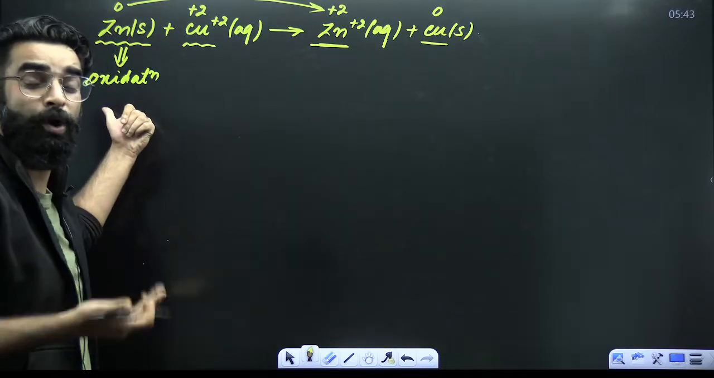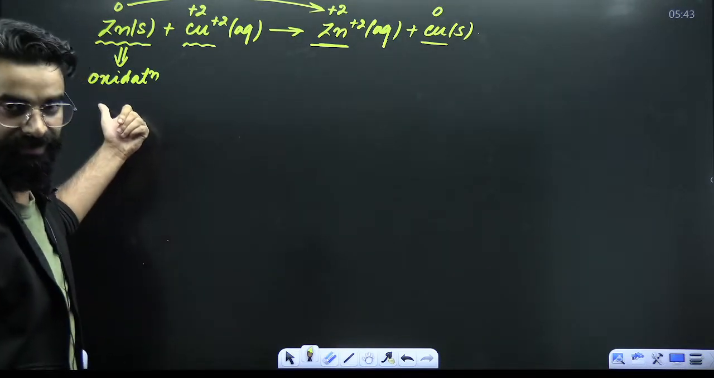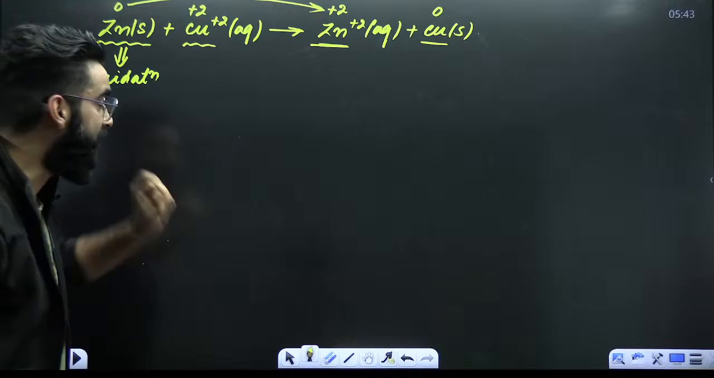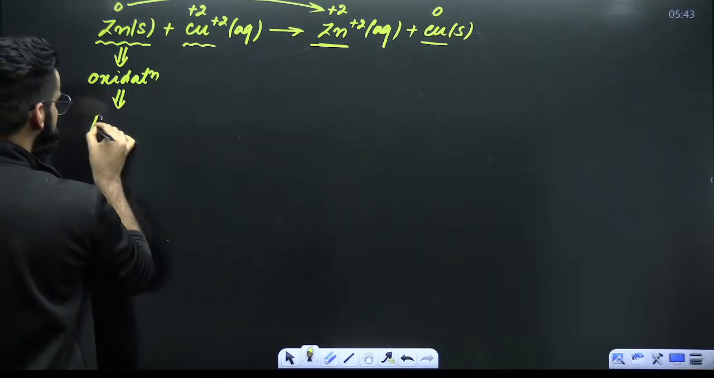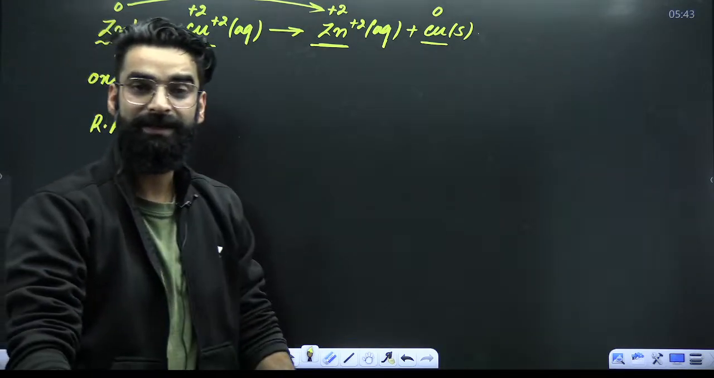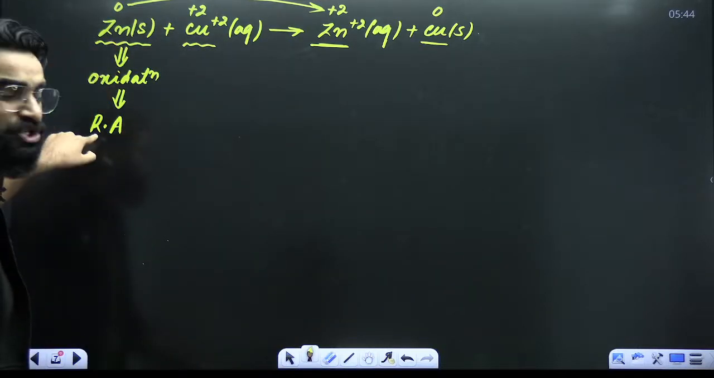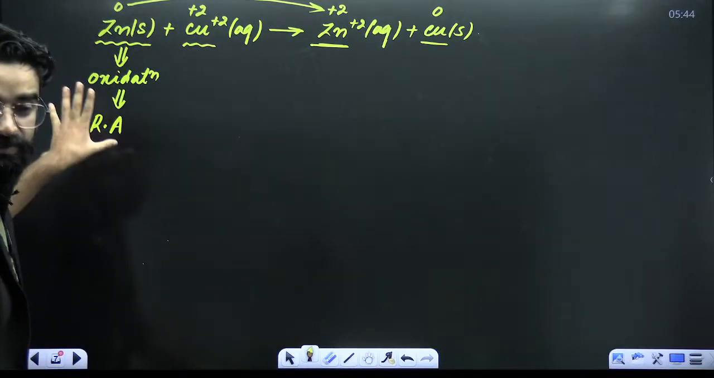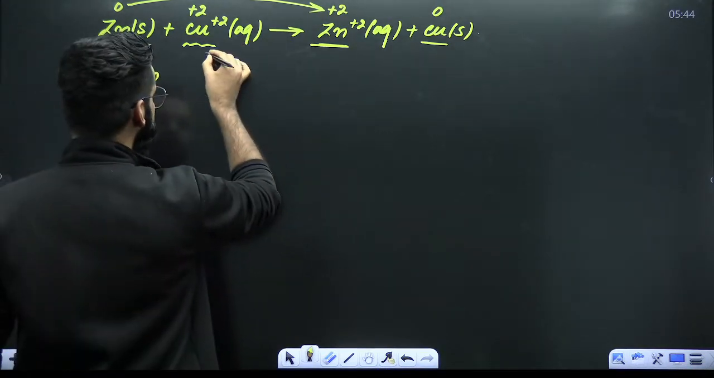If it is undergoing oxidation, definitely it will be losing the electrons, right? It will be losing the electrons. And let me tell you, that particular species which itself undergoes oxidation is something which you call a reducing agent or reductant. So you identified that in this particular reaction, your zinc solid is behaving like the reducing agent, right?